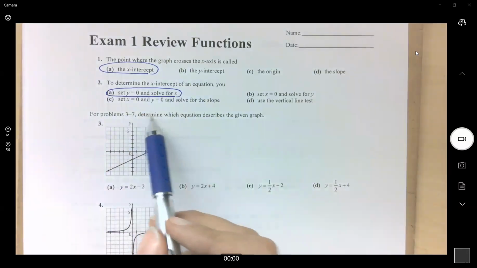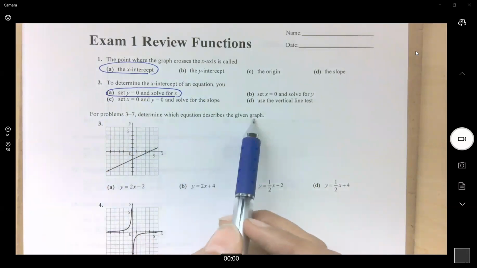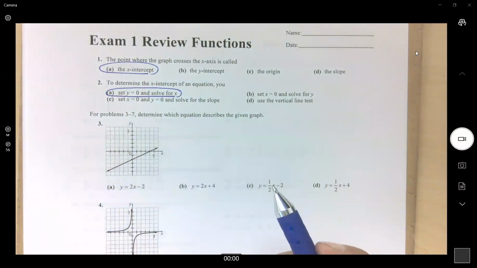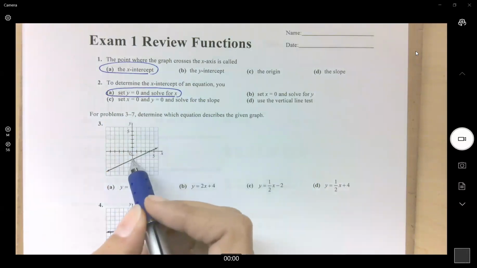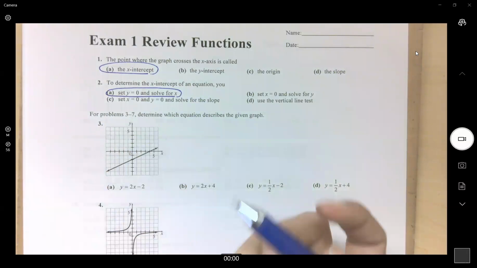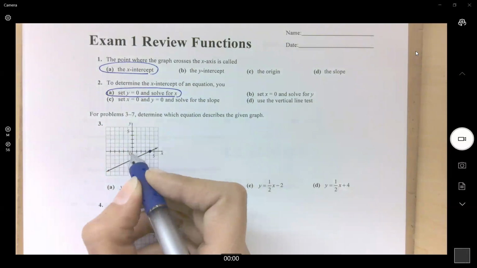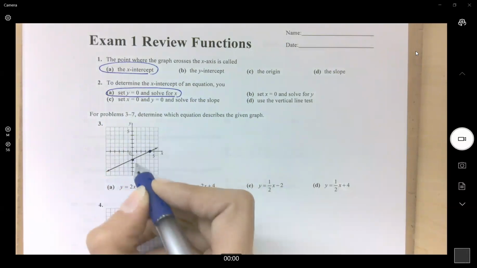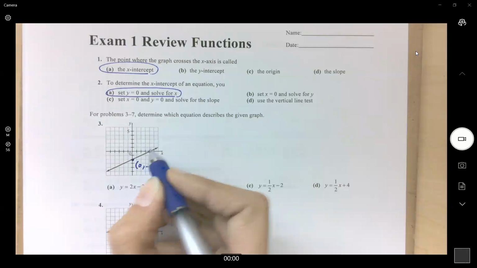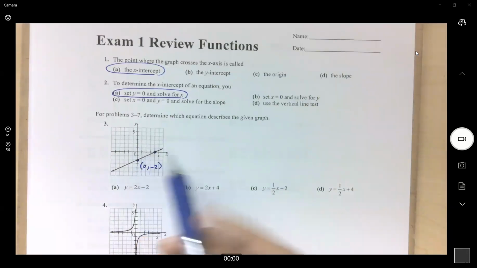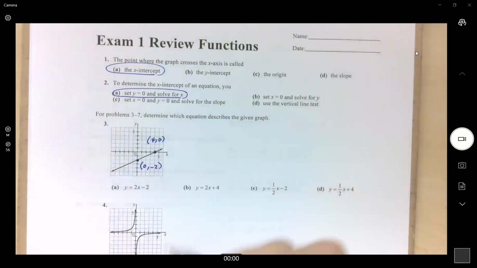Question 2 says, determine which equation describes the given graph. Well, what you can do in this case, you can take just 2 points on the graph, find the slope, and then write the equation of the line. Or just find the y-intercept and interpret the slope. If you take 2 points on the graph, the first point is (0, -2). The second point is, let's see, we have 1, 2, 3, 4, so (4, 0).